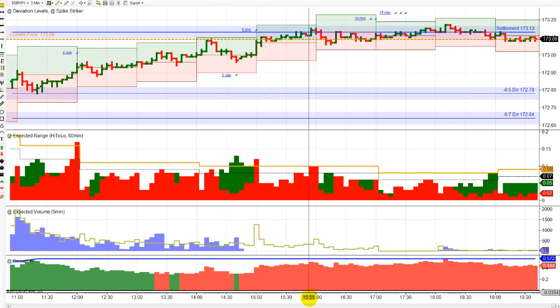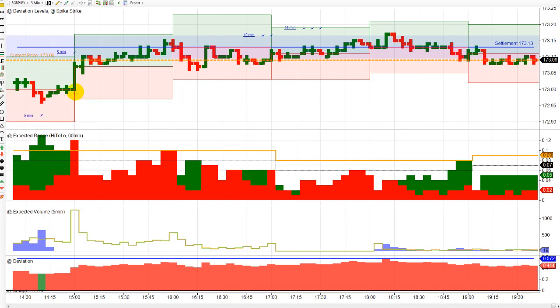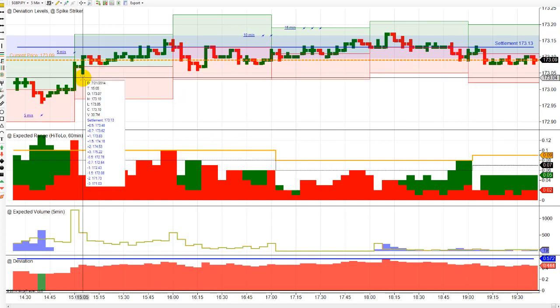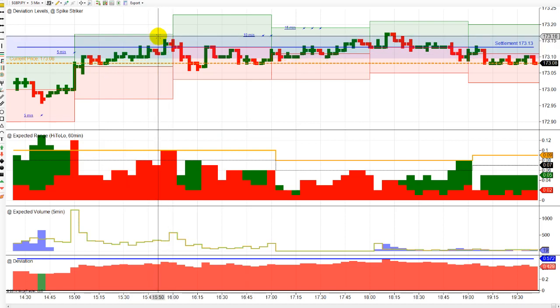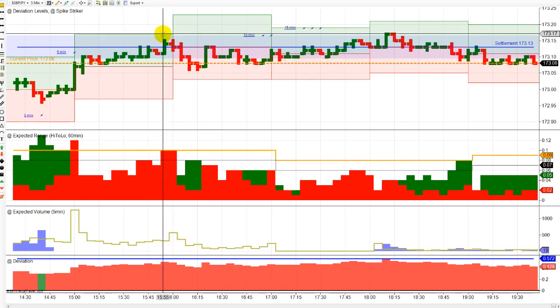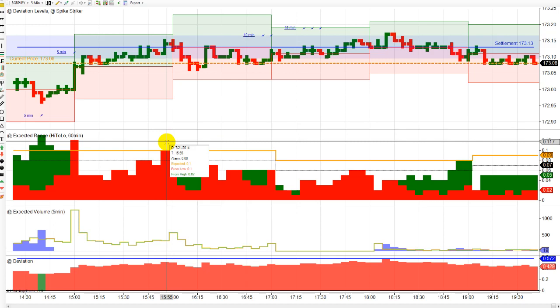Here's a good example, right here between 3 and 4. Notice how the market opened at 173.07. It went down to 173.05. It's just a couple ticks, but it went down a couple ticks right there. And then it went up. Notice we didn't hit the top of the range. But the expected movement was 10 ticks.